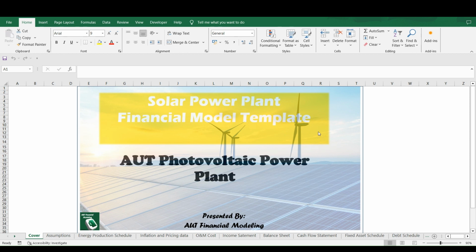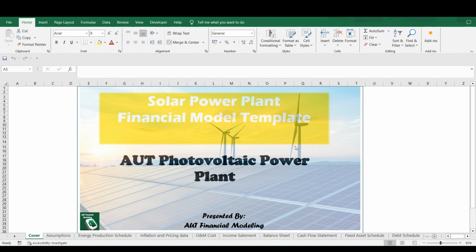Today I'm going to discuss a solar power plant template that can be used by anyone who is trying to set up or look at the opportunity of setting up a photovoltaic power plant. A well-constructed financial model can be used for making decisions, as it is crucial for ensuring the project's economic viability, attracting investors, and making informed decisions throughout the life cycle of the power plant.